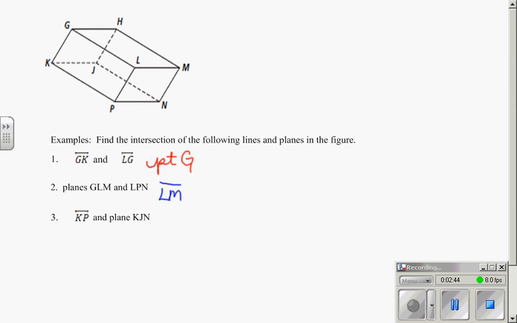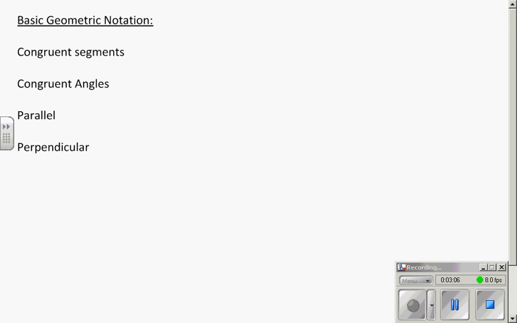The last one is a plane and a line, and KP is down this edge, and plane KJN is the bottom, and where a line and a plane intersect is in a point. You can see kind of that seam where they would intersect.